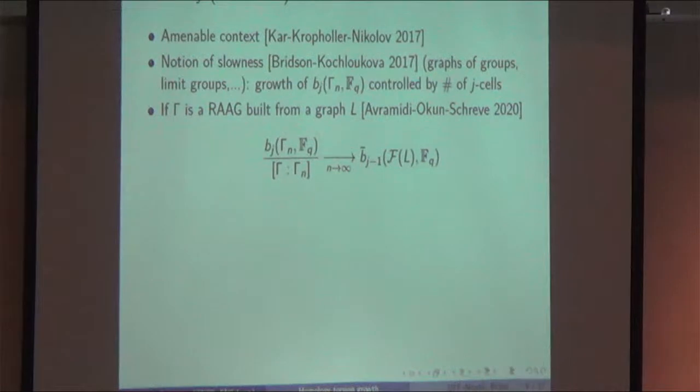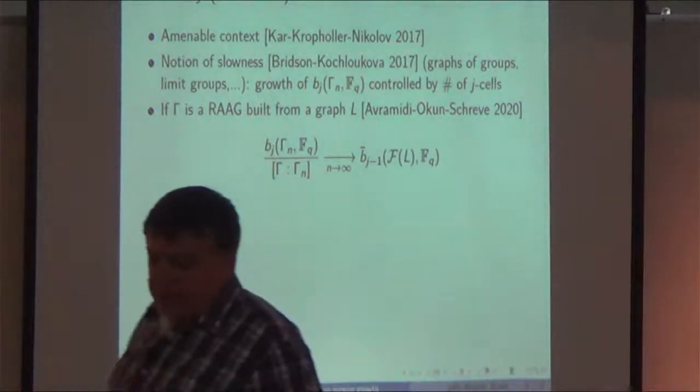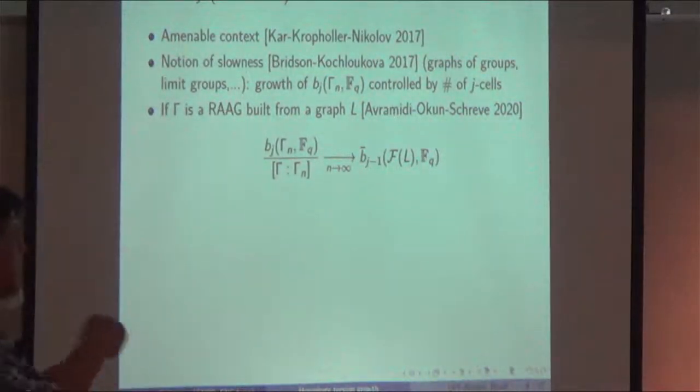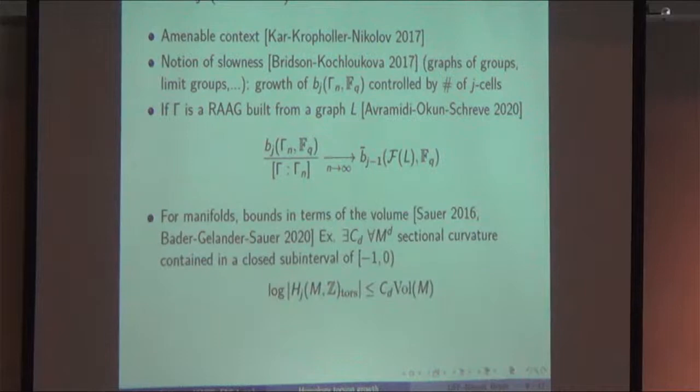Okay, and also, but I have no time to enter into that, there are very nice results of Avramidi, Okun, and Schreve for right-angled Artin groups. So I advise you to have a look at that if you like right-angled Artin groups. And also for manifolds, we have bounds in terms of volume, following works of Sauer, Bader, Gelander, and Sauer.